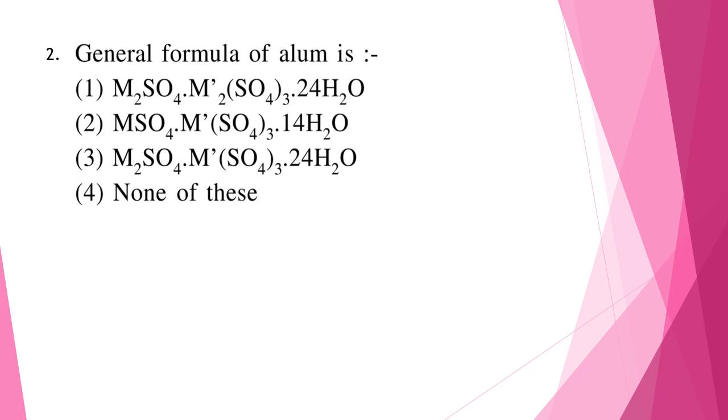Question 2. General formula of alum is. So you should remember that in this case, M will be a monovalent atom, M dash will be a trivalent atom, and there will be total 24 H2O. So therefore the correct answer will be M2SO4 dot M dash 2 SO4 whole thrice dot 24 H2O. So the correct answer is option 1.